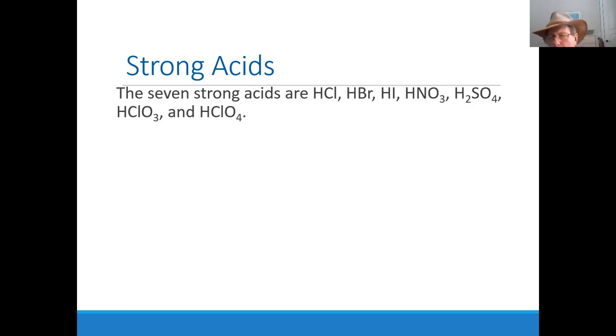The lists are here. Hydrochloric acid, hydrobromic acid, hydroiodic acid. Every binary acid except HF is a strong acid. Plus I get nitric, sulfuric, chloric acid and perchloric acid. I'm sorry, I had to think what the anions were. Chloric acid, HClO3, and perchloric acid, HClO4. Those are the 7 strong acids.